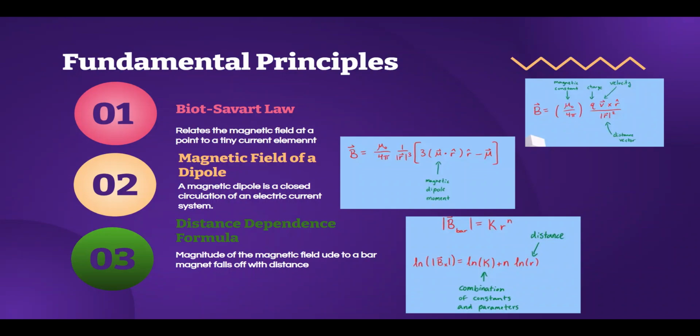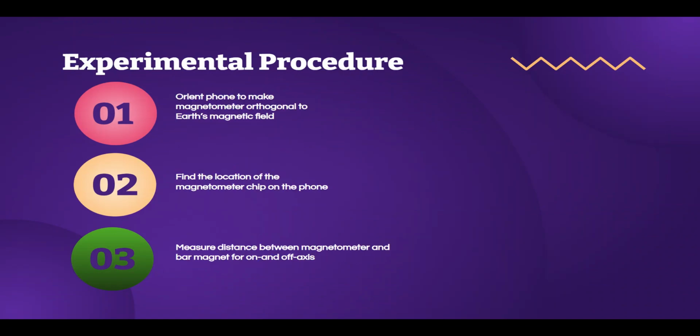Next up, we got the magnetic fields of a dipole. Now, a magnetic dipole is just a closed circulation of an electric current system. What does this mean? Basically, inside the magnet, we have a bunch of electrons circulating around atomic nuclei while spinning on their axes. This creates a dipole with a magnetic field strength given by this equation. Finally, the distance-dependent formula, which states that the magnitude of the magnetic field due to the bar magnet falls with distance. And with this formula, we can also linearize the relationship as we'll see in our graph soon.